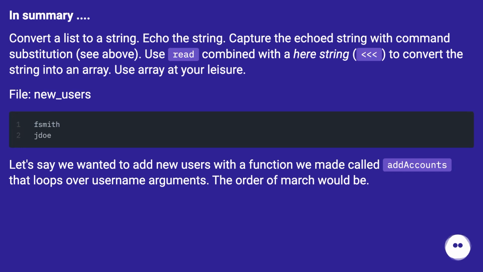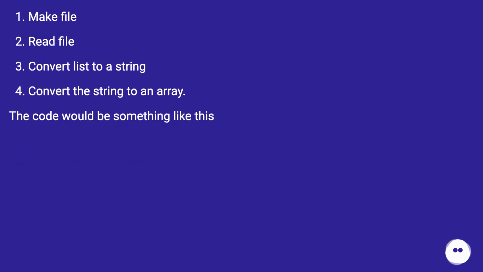File, new_users. Let's say we wanted to add new users with a function we made called addAccounts that loops over username arguments. The order of march would be: make file, read file, convert list to a string, convert the string to an array. The code would be something like this.